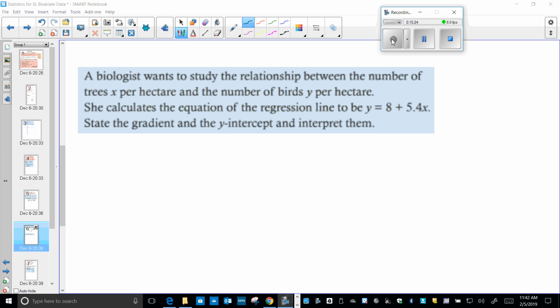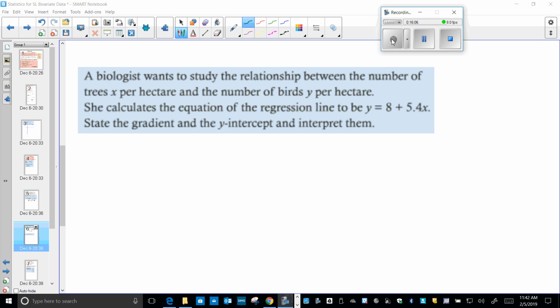Yep, we're back to Molly. Excellent. And Molly, what's the interpretation? What it's saying is that as the number of birds per hectare increases, so trees. You had trees on the... trees, the birds increase by that much every time.